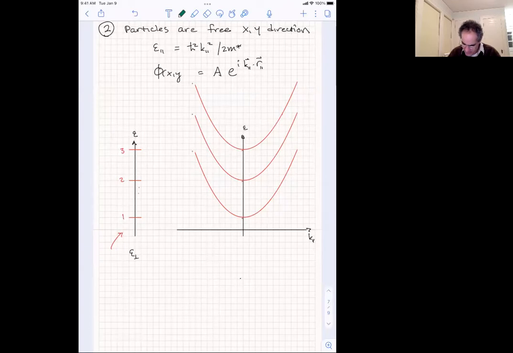Okay, there we are. So now look, what we end up with are bands of states, or these are called subbands. There's one band of states associated with each confined state from the confinement in the perpendicular direction. So this one is the band associated with n equals 1, n equals 2, n equals 3, and so on. And in each case, the energy is equal to the energy of the confined state plus the kinetic energy due to the in-plane motion.